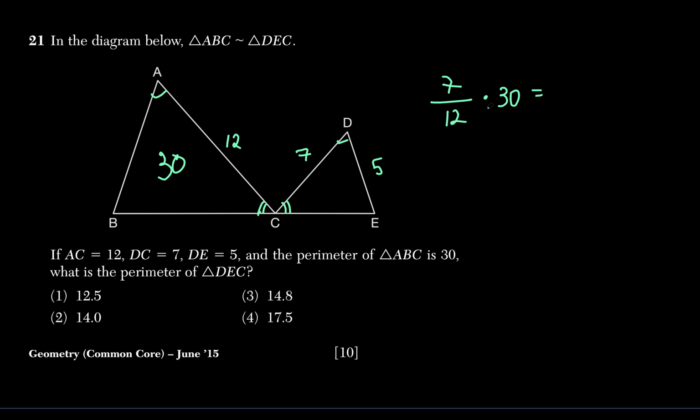So I'm just going to simplify 30 and 12. You divide top and bottom here by 6, so you get 5 and 2 here. Now 7 times 5 gives you 35, so you have 35 over 2. 35 divided by 2 is 17.5. So for 21, you should get choice 4, 17.5.